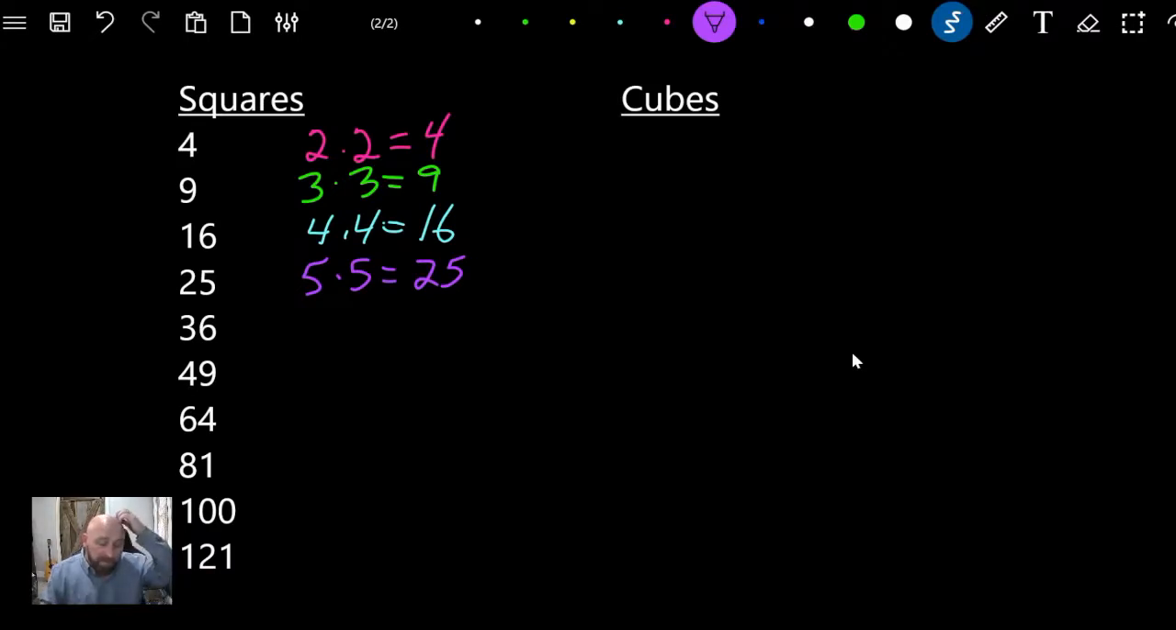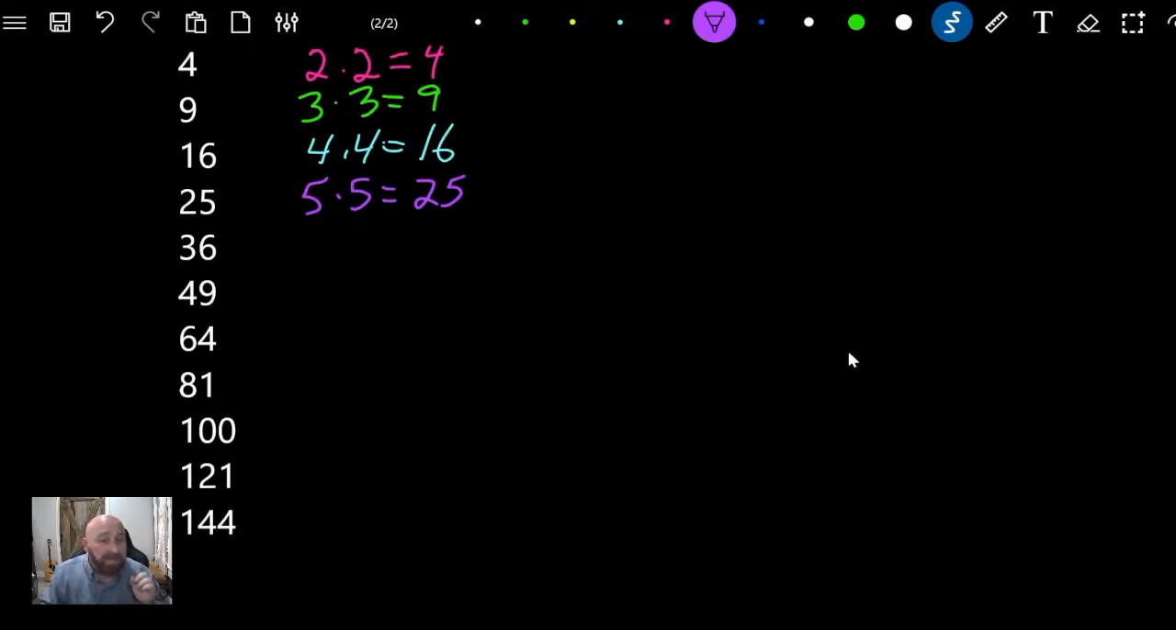So if we go to 36, it's 6 times 6. 49 is 7 times 7. 64 is 8 times 8. 81 is 9 times 9. 100 is 10 times 10. 121 is 11 times 11. 144 would be 12 times 12.